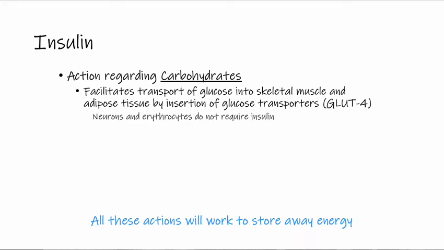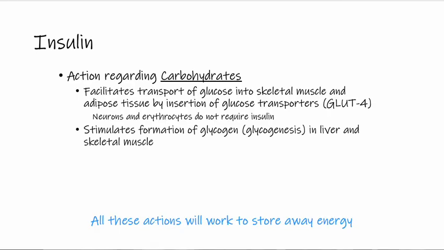Now, other tissues do not require glucose transporters, certainly, or at least not insulin-dependent glucose transporters. And those would be things such as neurons and erythrocytes, as well as some other tissues. Insulin stimulates the formation of glycogen in the liver. So again, glycogen is the storage form of glucose. It does this in the liver as well as skeletal muscle.